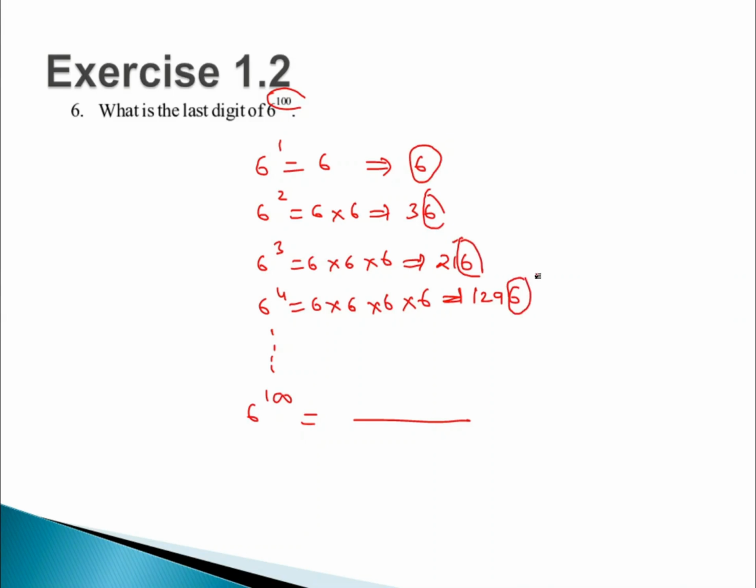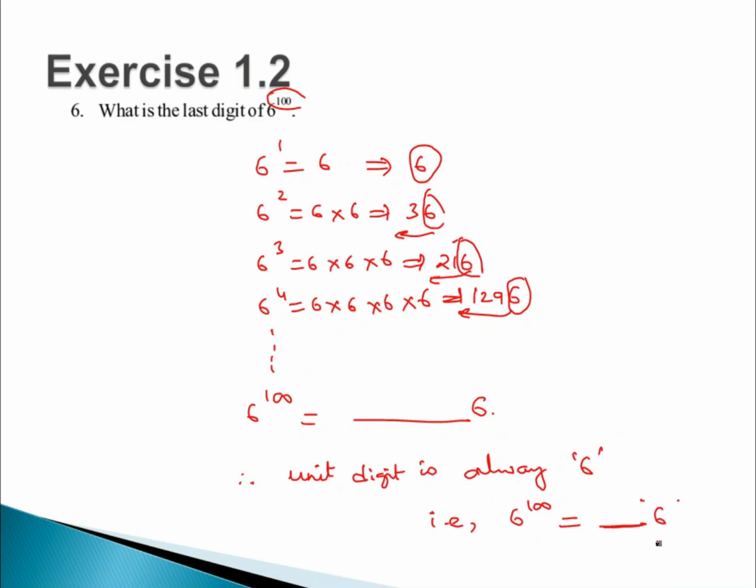So if you're observing here, look at this number, look at this number, look at this number, and look at this number also. Whatever the earlier number you are having, the last digit itself is 6. That is, I can say that the last digit, that is the unit digit, is always 6. Okay, means I can say that unit digit is 6. Am I clear up to here? I hope no doubts are there.